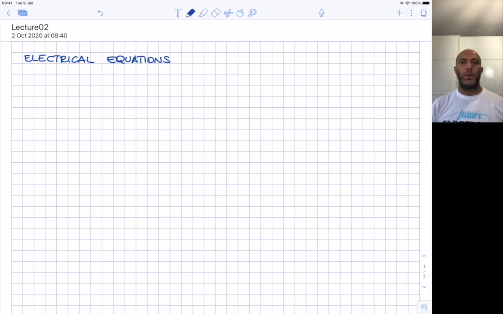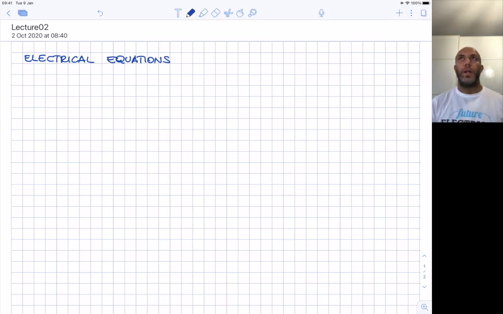Welcome to the second lecture of Introduction to Electrical Circuits. Last lecture we have seen some definitions, in particular definitions of the physical quantities that are used to describe circuit, that is current, voltage and power, as well as the sign convention that we use to describe the behavior of a two-terminal component. Today we are introducing the electrical equations that describe the behavior of the circuit.